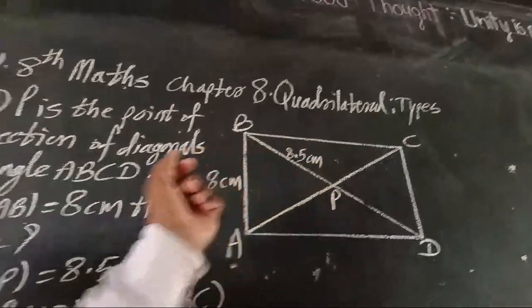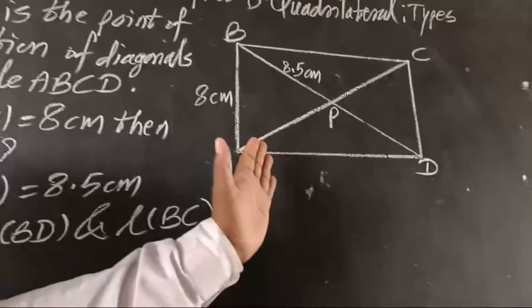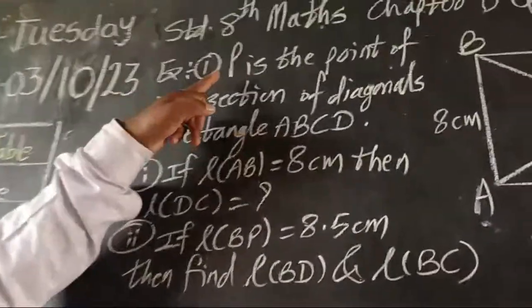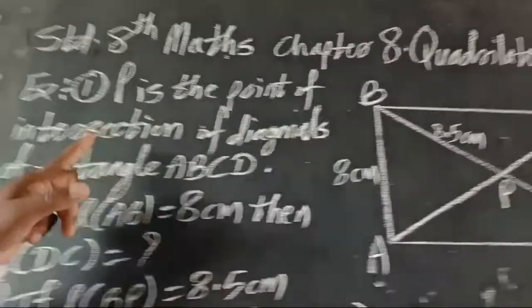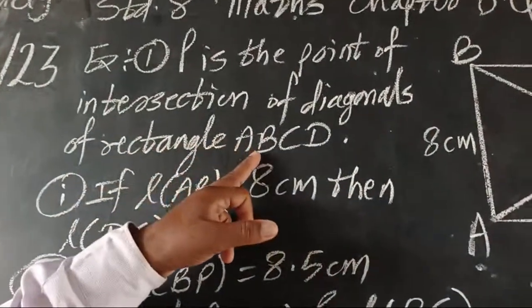Quadrilateral types. Example on type rectangle. Here point P is the point of intersection of the diagonals of rectangle ABCD.